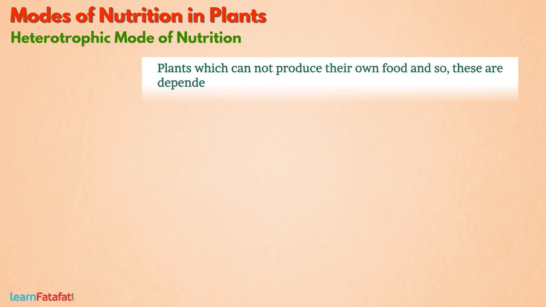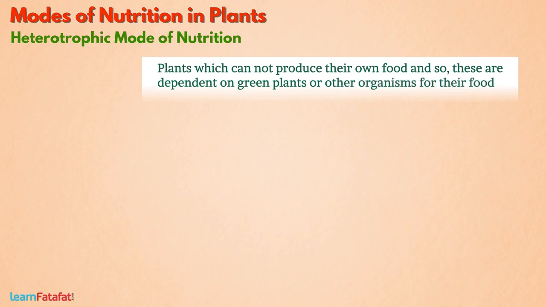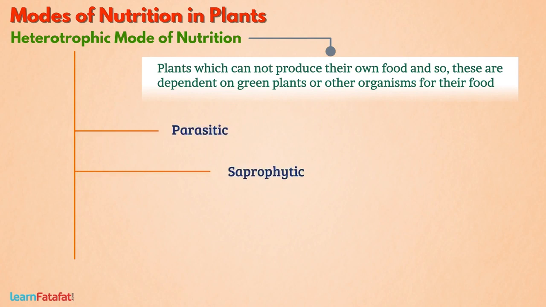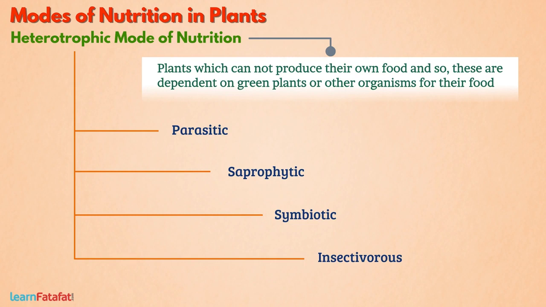Now, let's talk about heterotrophic mode of nutrition. There are plants which cannot produce their own food, and so they are dependent on green plants or other organisms for their food. Such mode of nutrition is called heterotrophic mode of nutrition. Heterotrophic mode of nutrition could be parasitic, saprophytic, symbiotic, or insectivorous. Let's have a closer look at each of them.